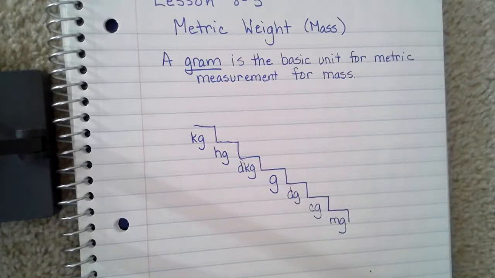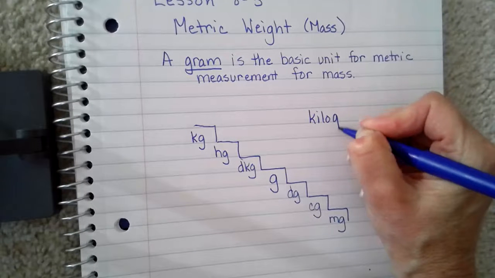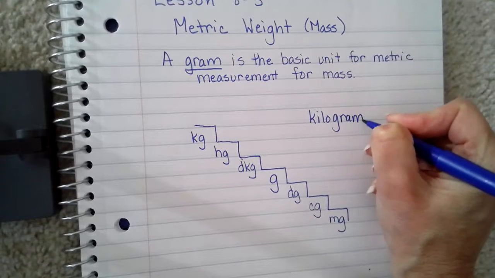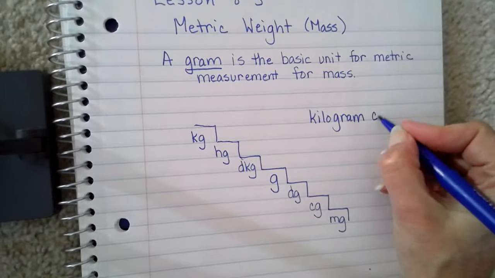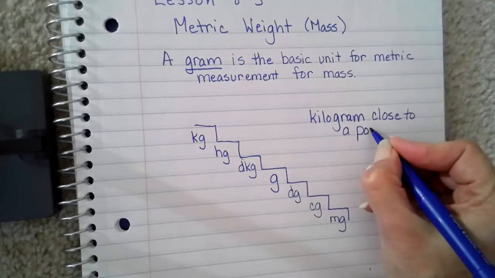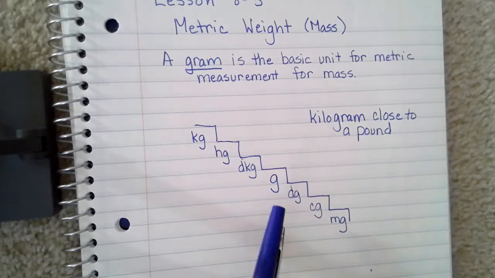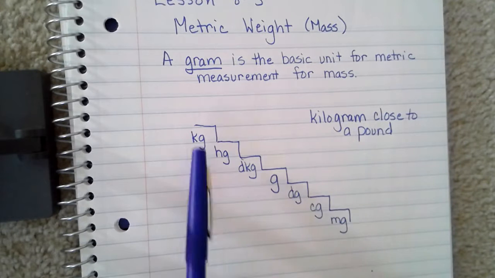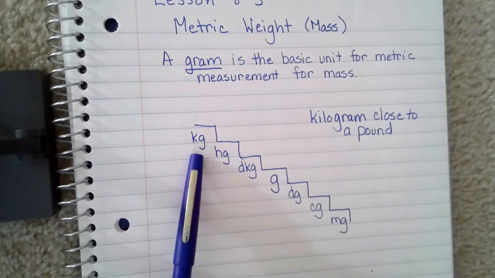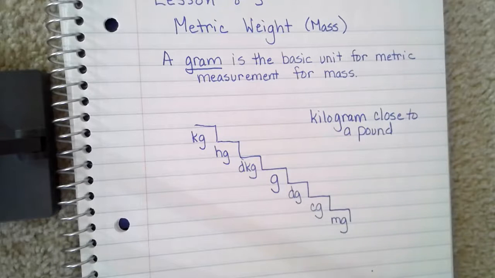One thing that I like to compare this to is that a kilogram is closest to our pound. Just to get a sense of how much a kilogram really is in a gram. So you can imagine a gram is very, very light because a gram is 1,000th of a kilogram. If you took a kilogram and you split it into 1,000 pieces, then you'd have a gram. Okay, so again, this works the same way.